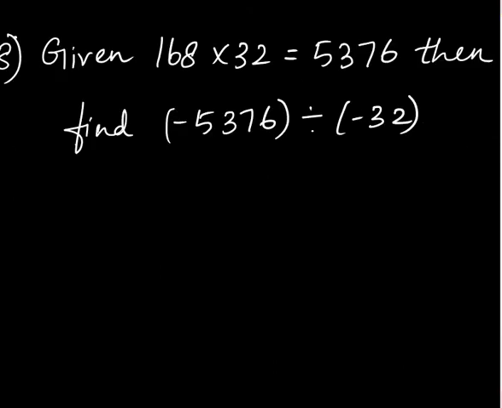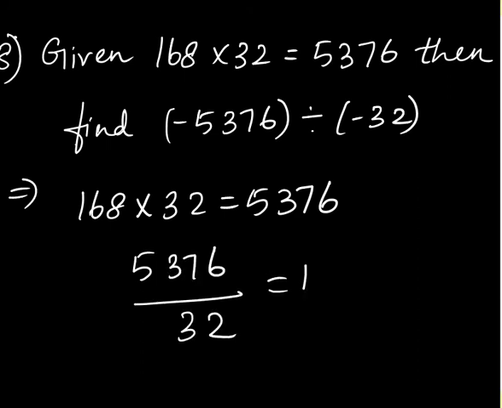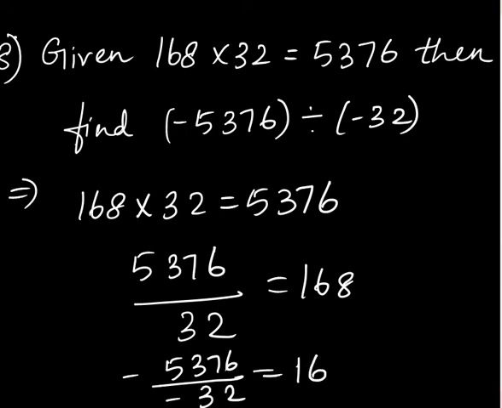Given 168 into 32 is equal to 5376, then find minus 5376 divided by minus 32. They have given 168 into 32 is equal to 5376. So from this you can write 5376 divided by 32 is equal to 168. You need to find minus of 5376 divided by minus of 32. Minus and minus will get cancelled, so you'll get back the same answer.